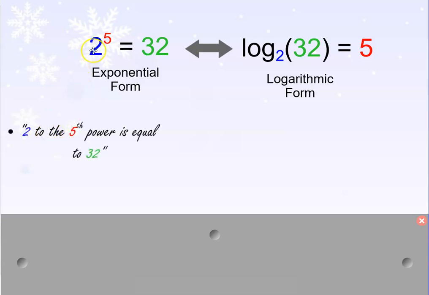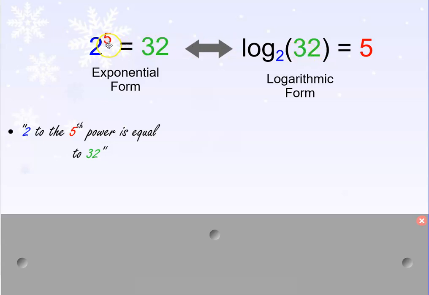And this is read 2, my base, to the 5th power, my exponent, is equal to 32, the result. If I rewrite that in logarithmic form, notice that the base of 2 suddenly becomes this subnumber. The result of 32 is the focus of the function. The logarithmic function operates on 32.